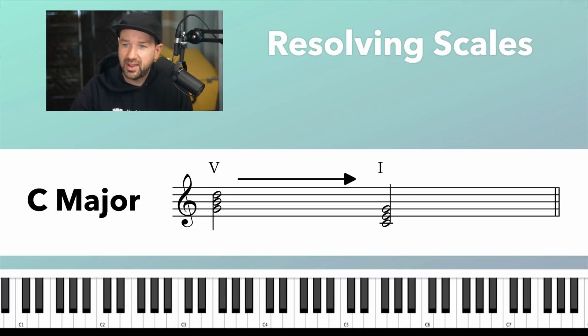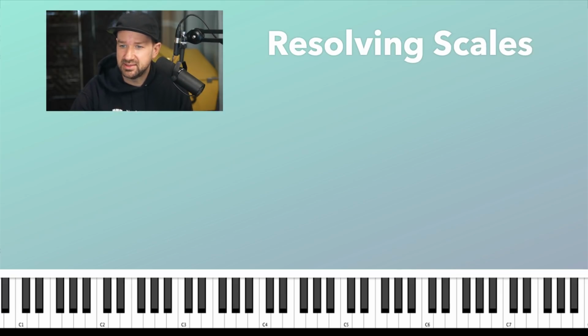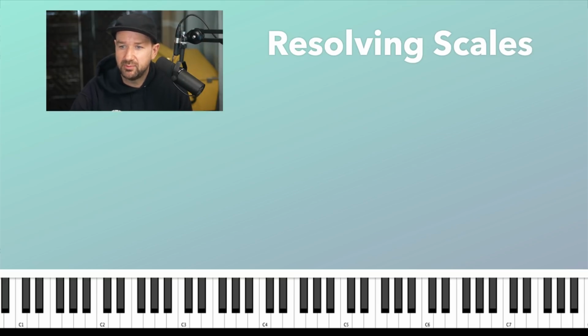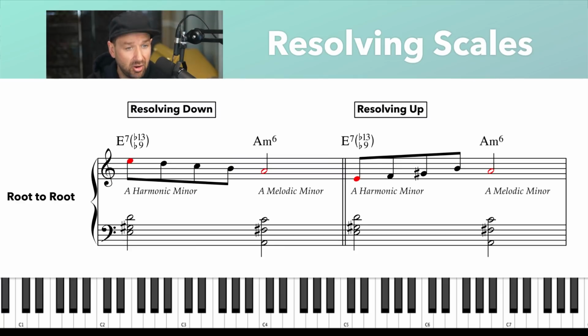So that triad, G triad to C, is in the C major. If we want to go to a minor, we can go our E triad to our A minor, root to root, third to third, 5 to 5, and we just use that A harmonic minor leading down to our A melodic minor. The melodic minor, of course, has a natural 6th and a natural 7th. So it's a little bit different, but similar flavor there.